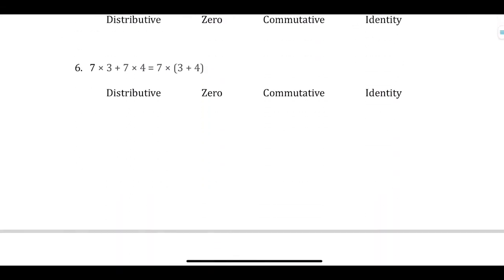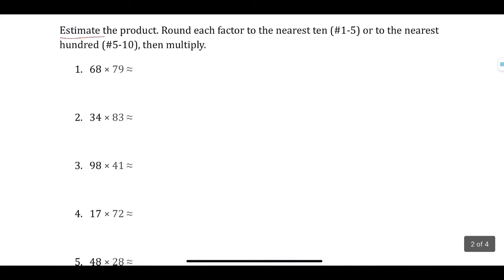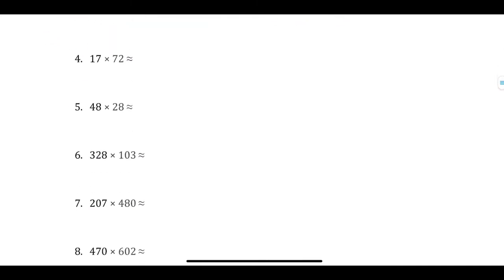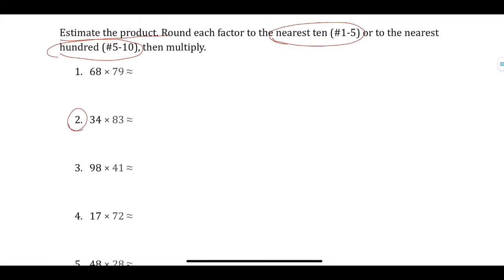Now the second part we're going to go over is how to estimate products. It says, estimate the product. Round each factor to the nearest 10 for numbers 1 through 5 and to the nearest 100 for numbers 5 through 10. Then multiply. I'm going to do one question from 1 through 5 and another from 5 through 10. I think they meant 6 through 10.